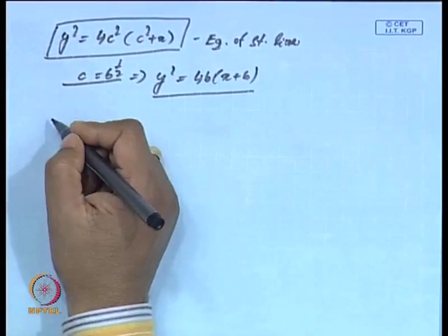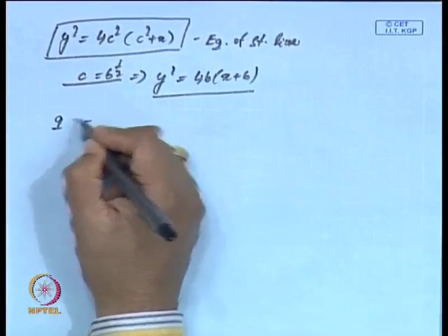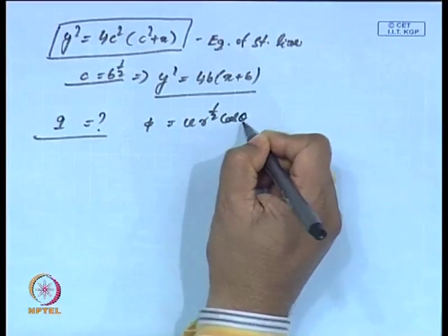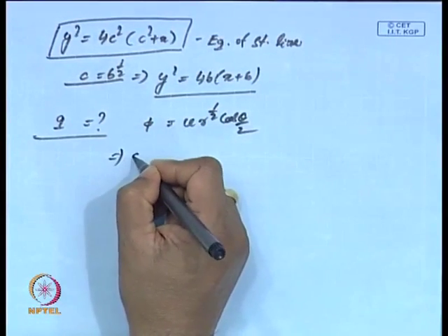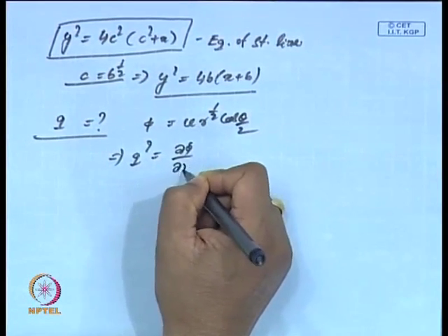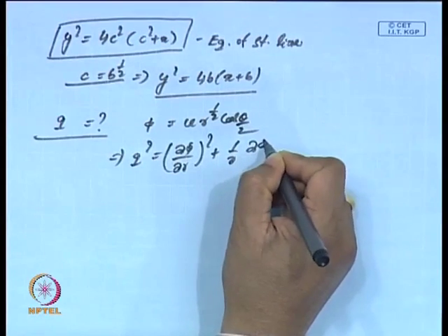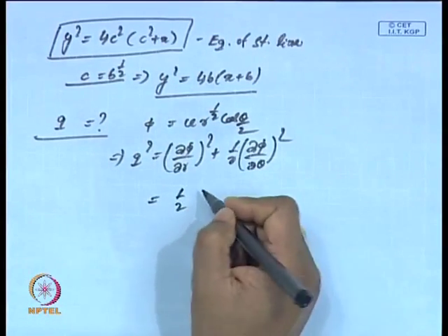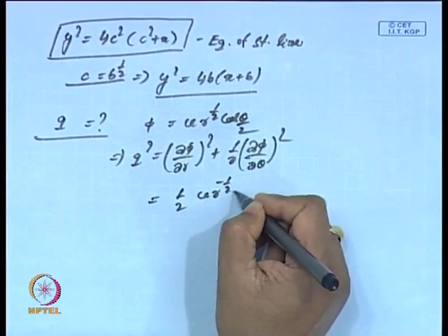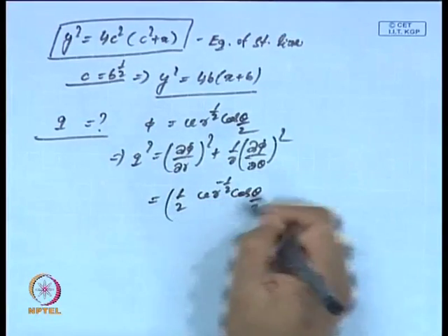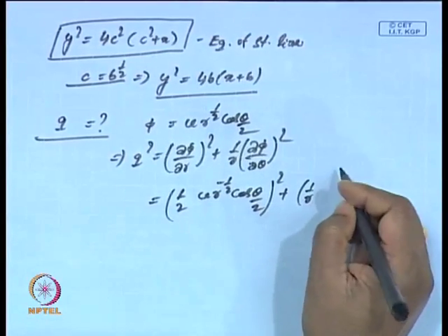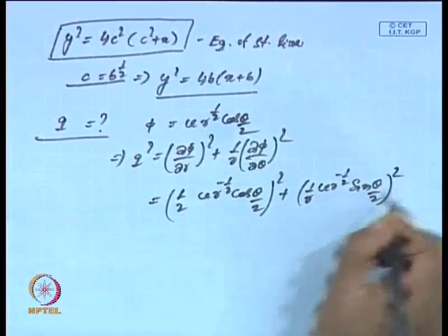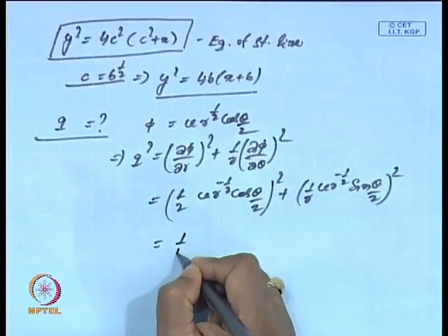Now, what is the speed in this case? If you look at the speed q, we know that phi is equal to u r to the power half cos theta by 2, and that gives me q square equal to (del phi by del r) square plus (1 by r del phi by del theta) square, and that is nothing but (1 by 2 u r to the power minus half cos theta by 2) square plus 1 by r (u r to the power minus half sin theta by 2) square, and this again gives us 1 by 4.